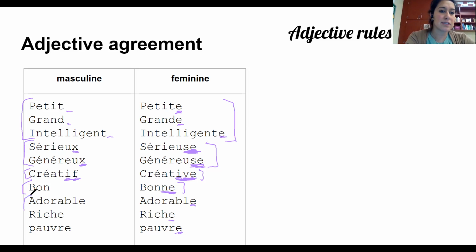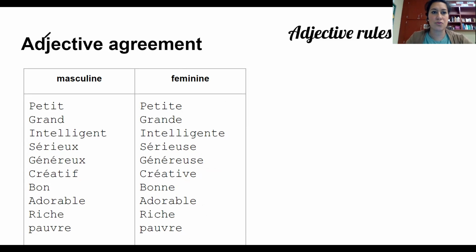And then these last three down here, what rule could we say? Well, these ones already end in an E. So if it already ends in an E, do you add an extra E? No. If it already ends in an E, you leave it as it is. Okay, so probably you already identified those rules as you were looking at it because you guys are pretty intelligent. Intelligent ou intelligente, depending if you're a girl or a boy.